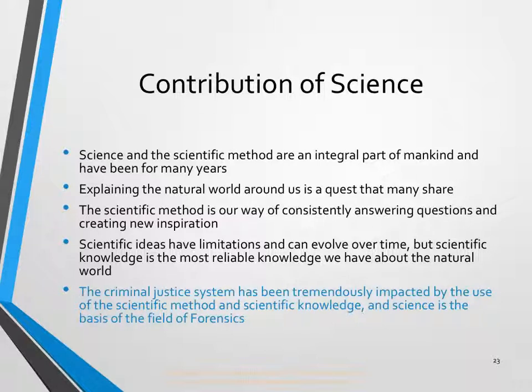So why is science important in forensics? Well, the criminal justice system is based in science. The field of forensics is based in science. And the entire system has been tremendously impacted and affected by the use of the scientific method and scientific knowledge. It is the scientific method that allows us to prove cases. It's the systematic way of thinking about the information that we have and coming up with a hypothesis that we can then test that tells us if someone or something committed a crime, or something that led to a crime, I should say. Things don't commit crimes, but you get what I'm saying.